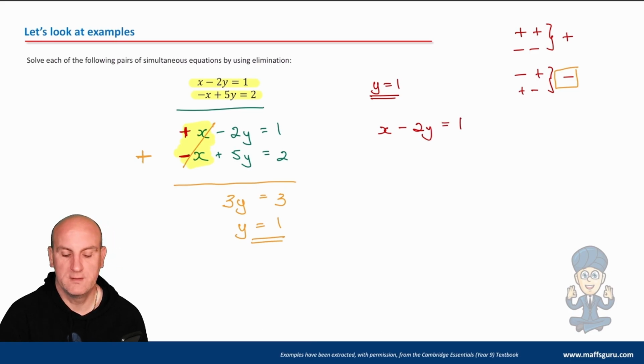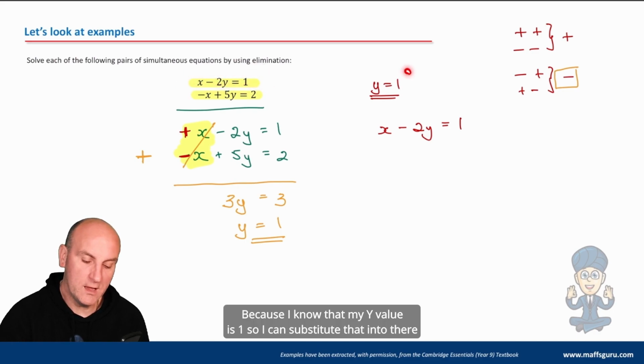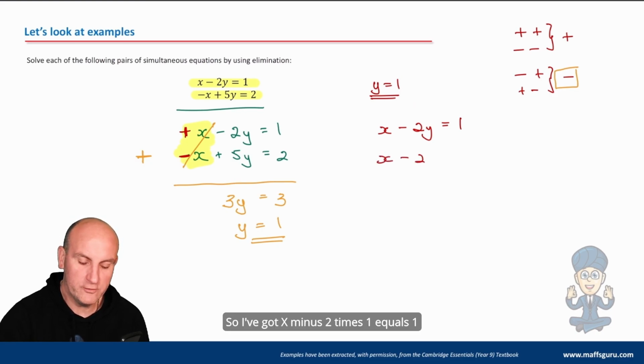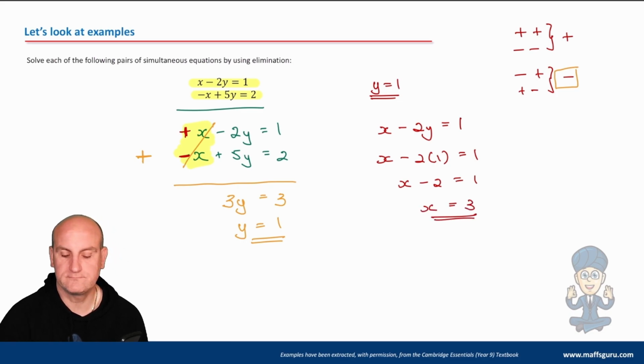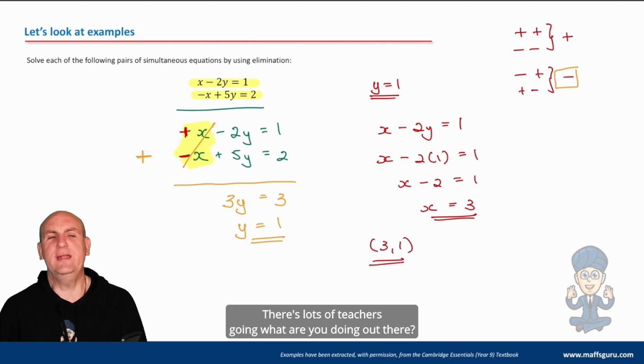So what I'm going to do is write down that x minus 2y is equal to 1. All I've done is written down my first equation, because I know that my y value is 1, so I can substitute that into there. So I've got x minus 2 times 1 equals 1. x minus 2 equals 1. x must equal 3. And there we go. I've got my solution of 3, 1. Again, there's lots of teachers going, what are you doing out there?